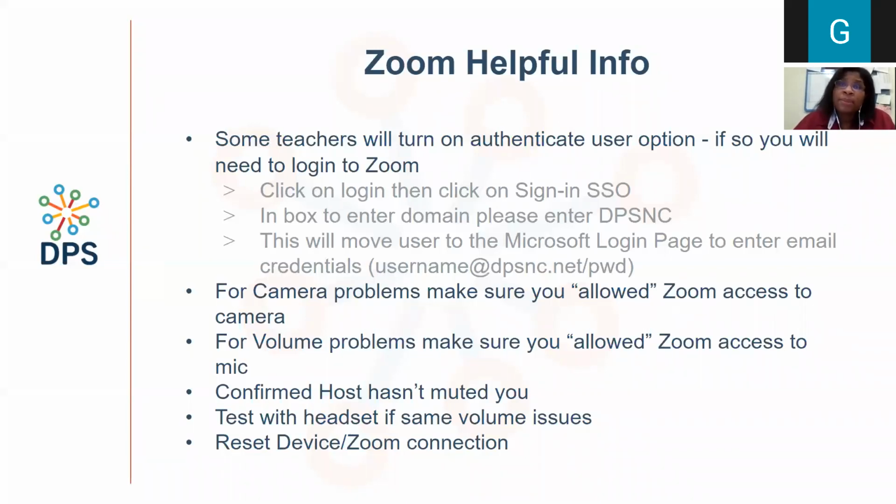There are some problems that we've noticed with the camera. Again, make sure that Zoom is allowed access to the camera and the volume. Those two features are the main ones that we make sure are allowed, because you're asked for that. Once you give the Chromebook permission, or Zoom permission, to access your camera and your volume, you'll be able to have that access.